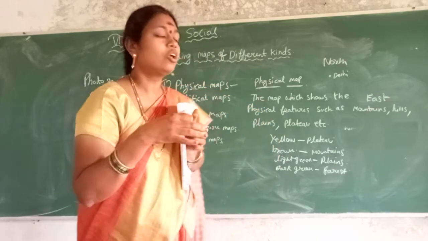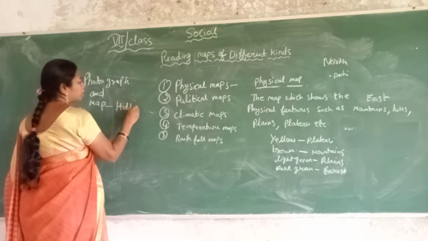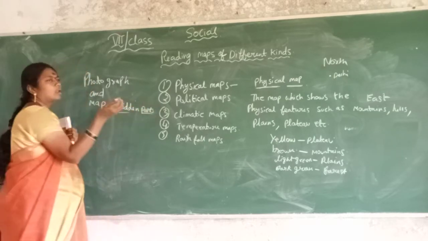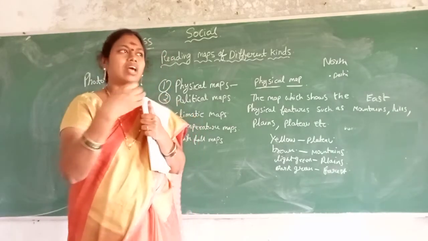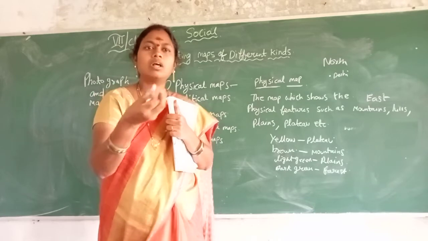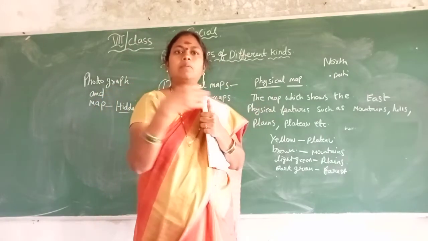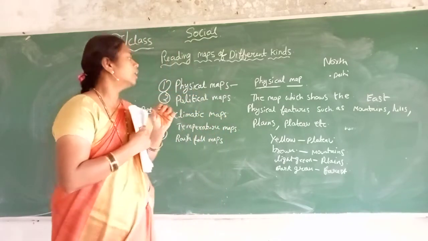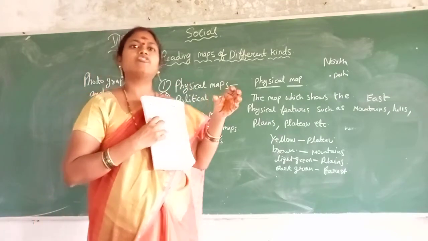But in the map you can show the hidden parts also. For example, behind the mountain there is a river. That river also can be shown in the map. With the help of symbols you can easily show the river. So if at all there is any village behind the mountain, you can show that village also. In this way the maps are very helpful. With the maps you can show anything.